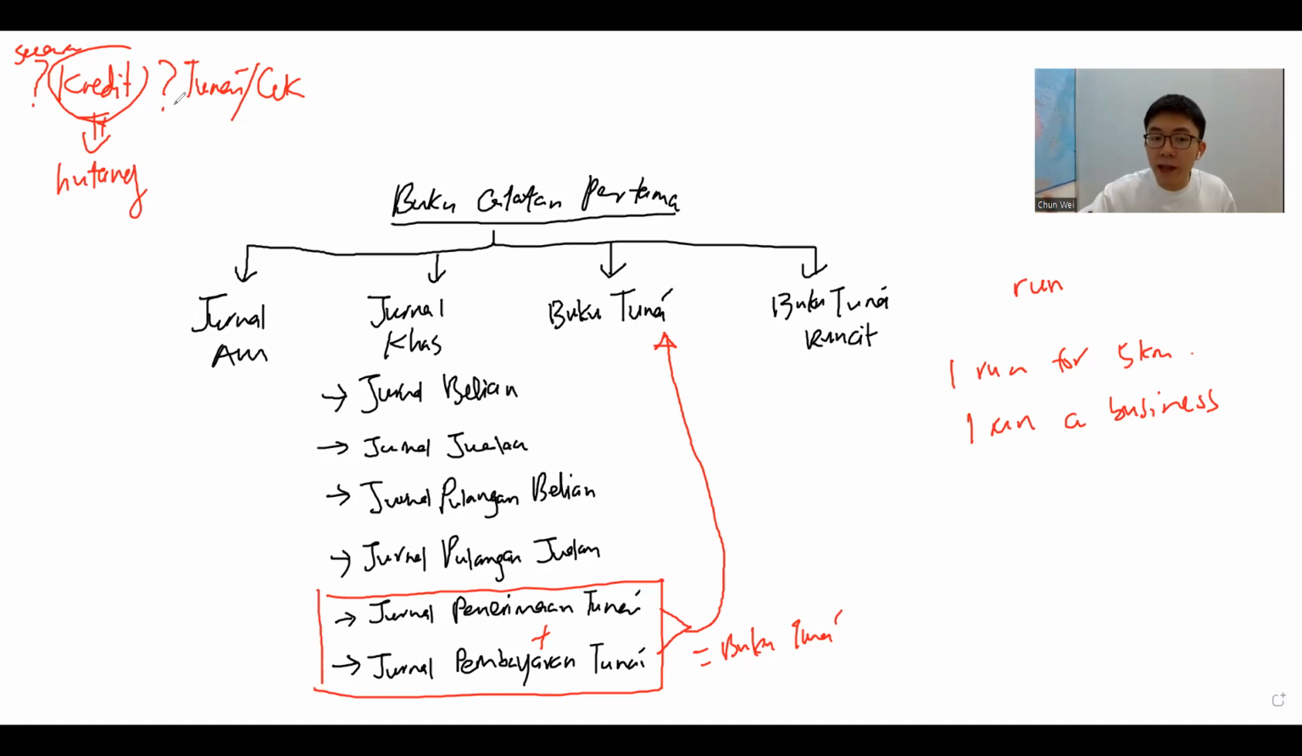Okay, so whenever you want to buy things, you beli barang ke, you jual barang ke, you've got two methods: either secara credit atau secara tunai. Secara tunai can be secara tunai atau secara check. It's the same thing as well. Alright, so now very simple. Whenever you see they beli barang atau menjual barang secara tunai dan check, it is always in buku tunai. Whenever you see secara tunai, secara check, kita masuk buku tunai.